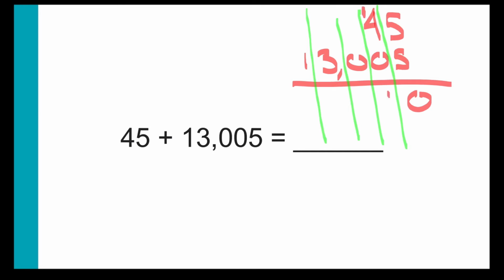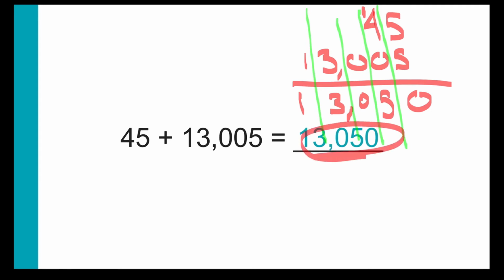So now you have 4 plus 1, which is equal to 5. 0 is added to nothing. 3 is added to nothing. 1 is added to nothing. So you get 13,050. Yep, nailed it.